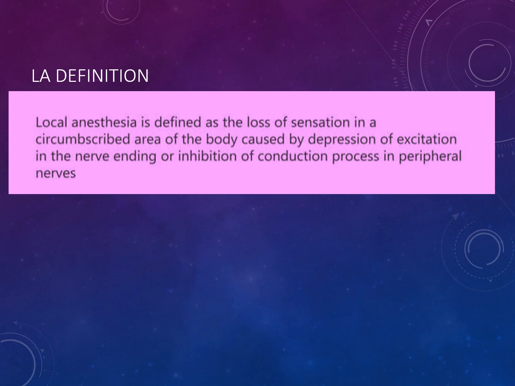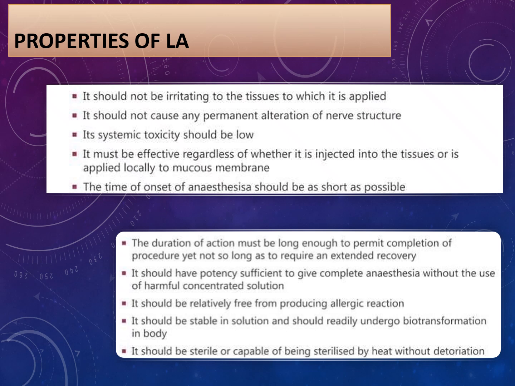Coming to LA definition, local anesthesia is defined as the loss of sensation in a circumscribed area of the body caused by depression of excitation in the nerve ending or inhibition of the conduction process in the peripheral nerves. The properties of LA. Ideal properties should be like it should not be irritating to tissues to which it is applied. It should not cause any permanent alteration of nerve structure. Systemic toxicity should be low. It should be effective regardless of whether it is injected or locally applied to the mucous membrane.